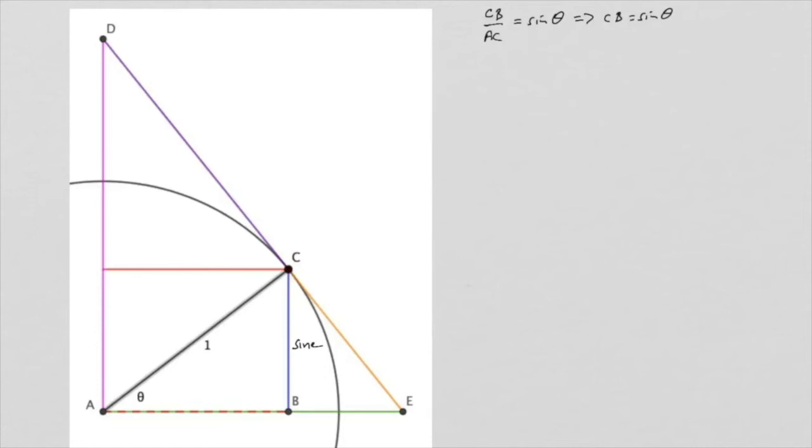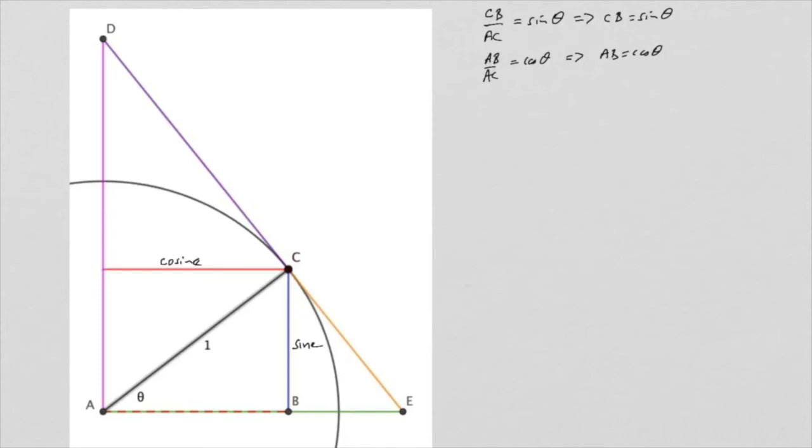Now, for the cosine, we have AB over AC, so that's cosine theta. And again, AC being 1 tells us that AB is cos theta. So that means AB is cosine, but actually you'll see parallel to AB we have the red line emanating from C, so that's what I'm going to label as the cosine. So we have the cosine here.